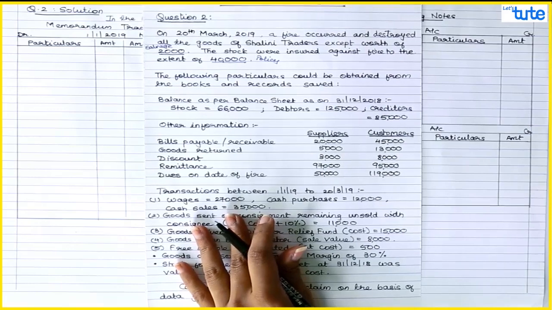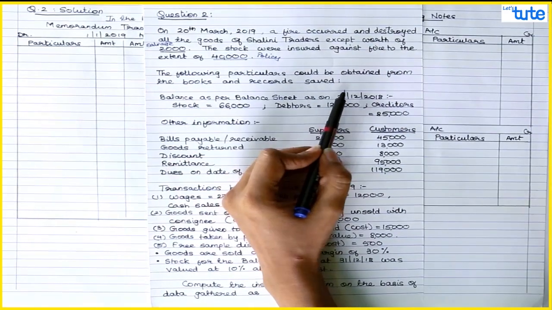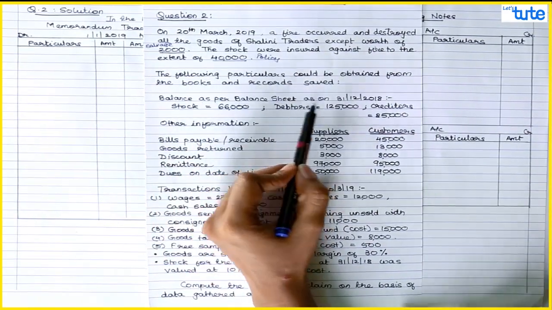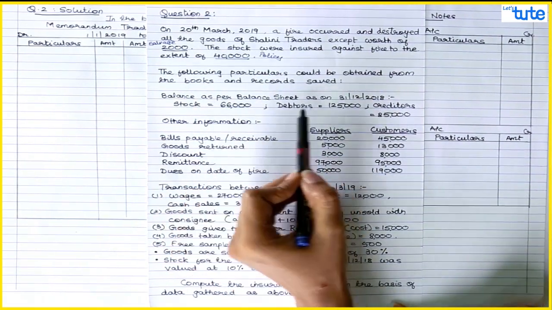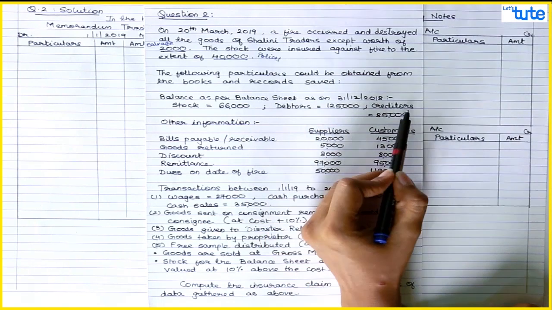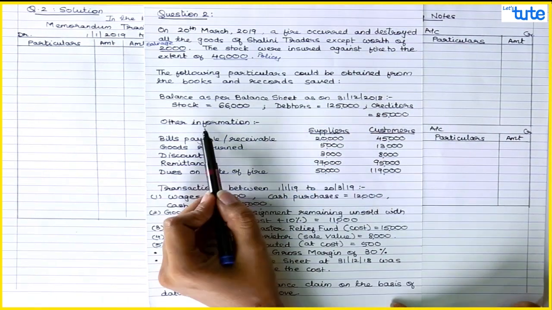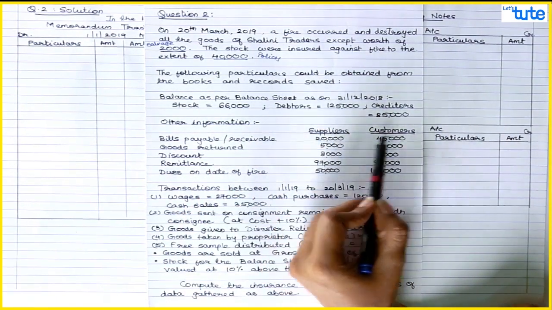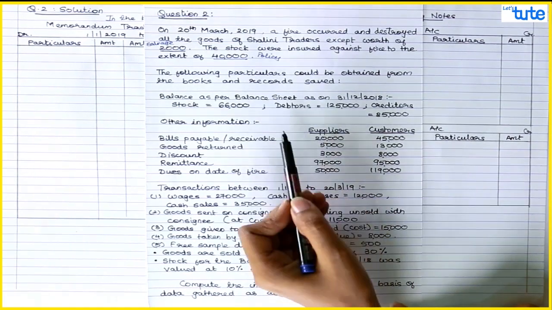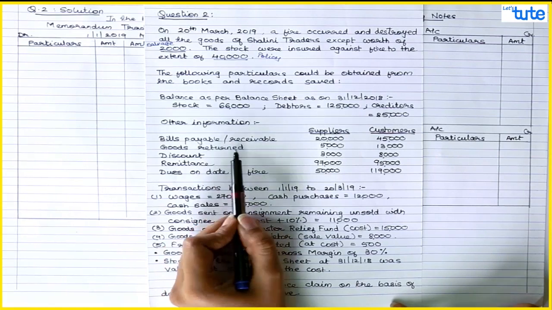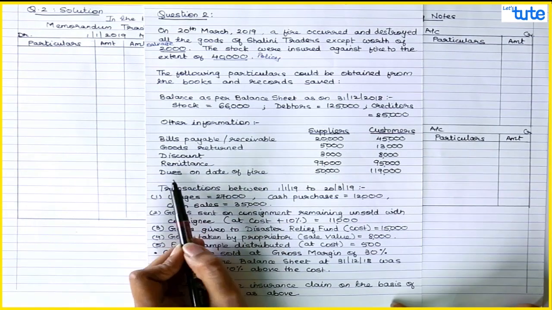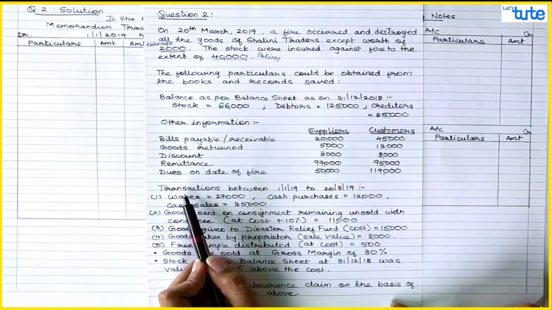The following particulars could be obtained from the books and records saved. Balance as per balance sheet as on 31st December 2018: stock 66,000, debtors 1,25,000 and creditors 85,000. Other information regarding suppliers and customers. So suppliers is your creditors, customers is your debtors. Bills payable, receivable, goods returned, discount, remittances and dues on the date of fire.